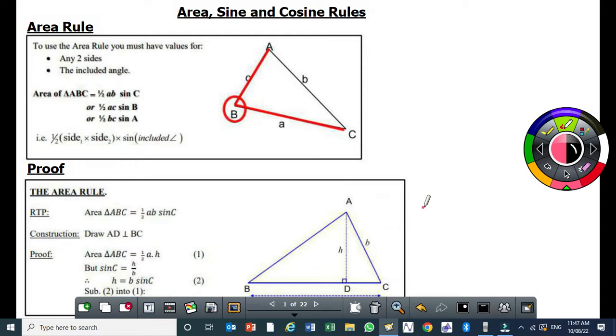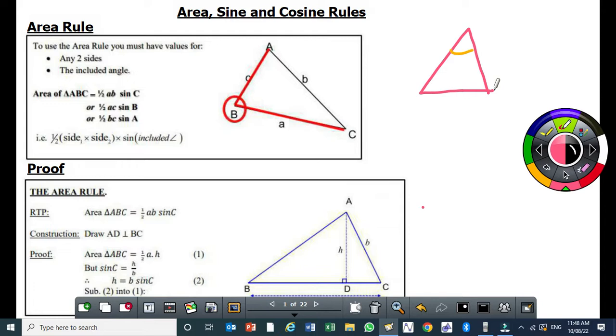But now, there is one property which is very important for you to use the area rule. You must be given two sides. Okay? So, out of the three sides, two sides must be given. Also, the angle between those two sides must be given. So you must have two sides that converge to form an angle, and then the angle between those two sides must also be provided. If that's the case, then you can now use the area rule to determine the area of that triangle. So there are three scenarios.